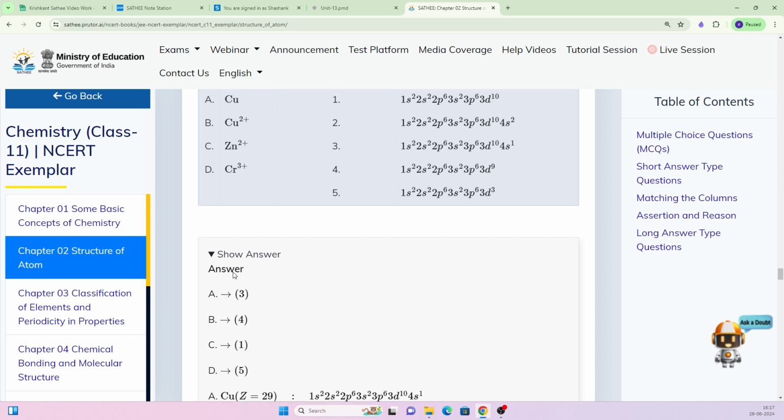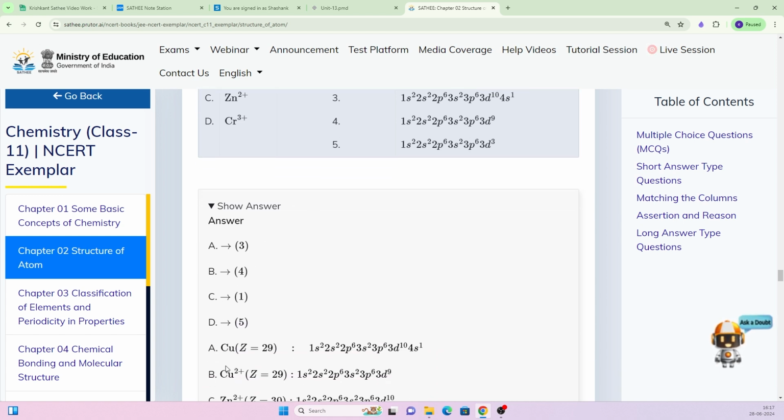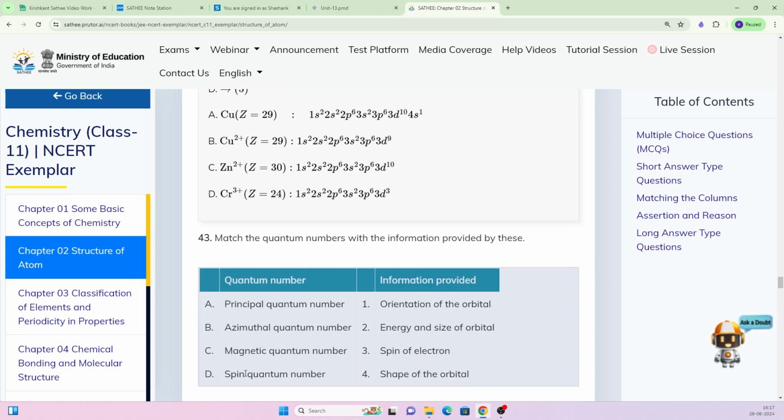So we have A3, B4, C1 and D5. This is the configuration that I was talking about. Clear? Okay. Now next question.